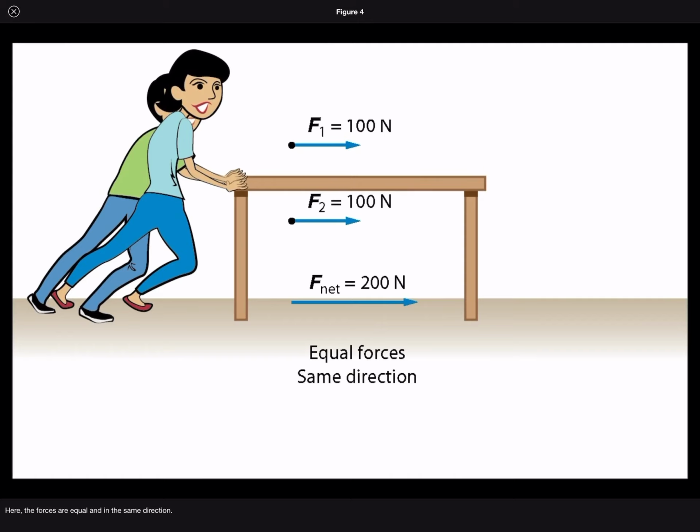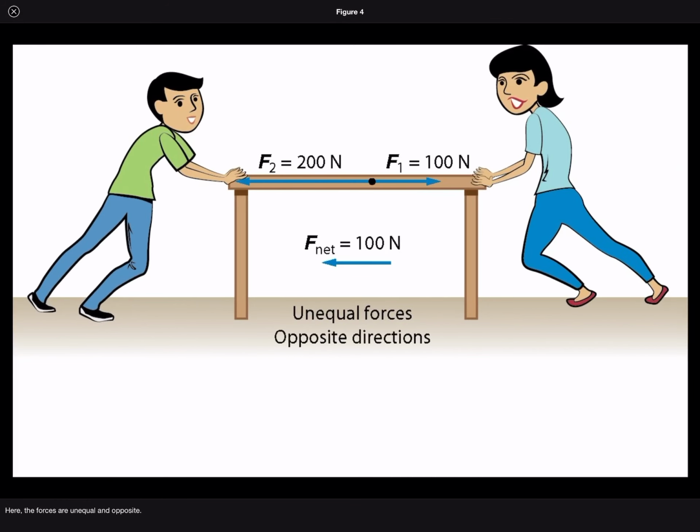If these two people apply forces in the same direction, then the net force will be the vector sum again. In this case, it would be 200 newtons going to the right. We could also have two forces of different magnitudes in opposite directions. In this case, 200 newtons to the left, 100 newtons to the right. The net force, in this case, again, is the vector sum, 100 newtons to the left.